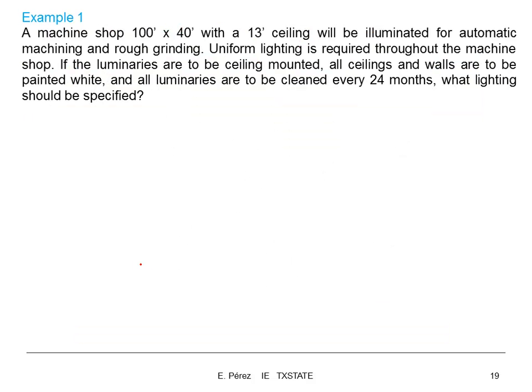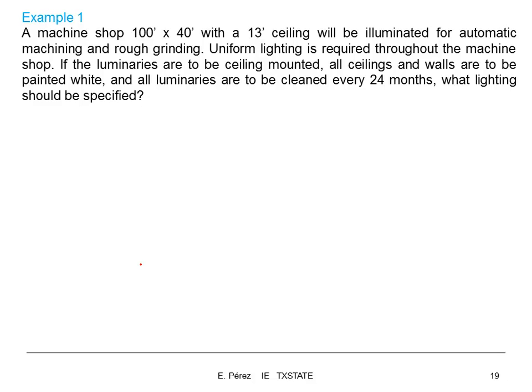And here we have an example. So let me see if we can start working on this one. Yeah, we have time. So let's look at this problem. First, a machine shop, we have the area of this machine shop with a 13-feet ceiling. It will be illuminated for automatic machine and rough grinding. Uniform lighting is required throughout the machine shop.